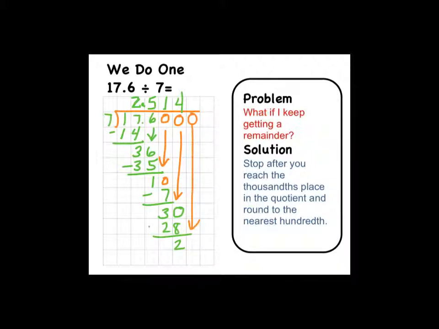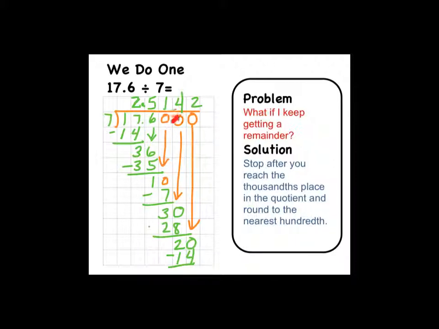And I'm going to have 20, and I can get 2 groups of 7 out of 20, which is going to give me 14. And I can continue and continue on forever. So here's where I'm going to make a decision to stop. And I'm going to round to the hundredths place.